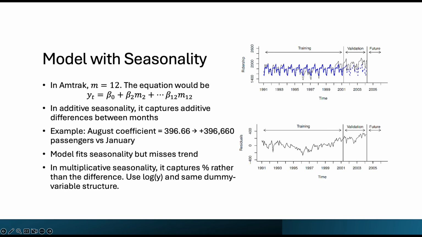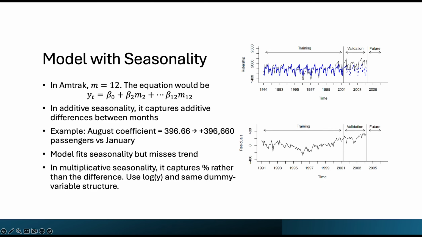M3 is the third month. This is month 12. If M2 is 1, the others are going to be zeros, and that means we're talking about month 2. If all of them are zeros, then we're talking about month 1, the one that we have not included here. And if you have additive seasonality, as in this case, we capture the additive difference between months, and we talked about this. For example, if August's coefficient is 396 riders, that means we have plus 396 passengers compared to January.